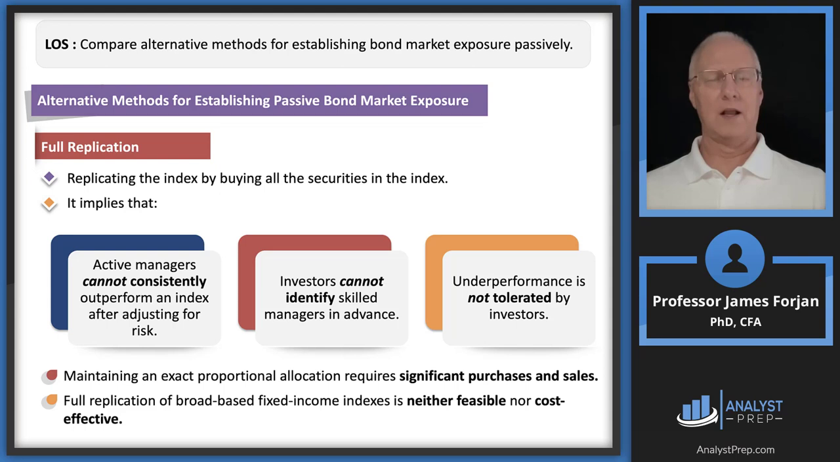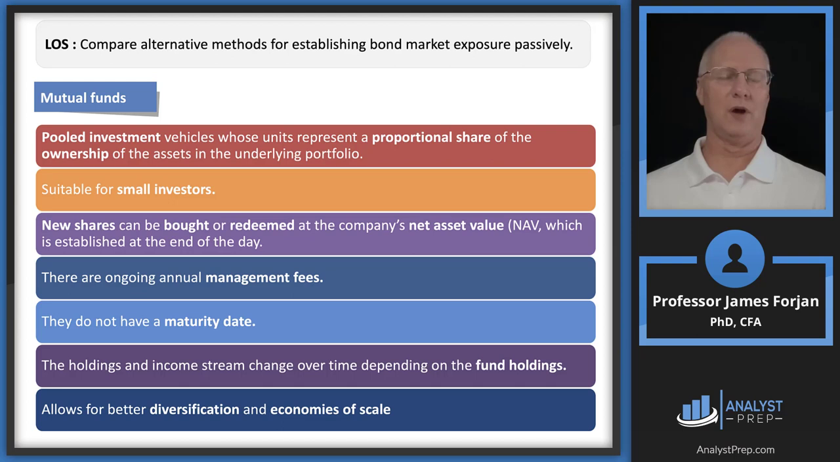Let's go ahead and talk about full replication just a little bit. If we are fully replicating, that means that active managers cannot consistently outperform after adjusting for risk, right? So managers cannot identify that skill, and underperformance is probably not tolerated there. Maintaining this exact proportion, significant purchase and sales. We talked about this earlier with the cost. Neither feasible nor cost effective. And so this is a summary table from what I suggested earlier.